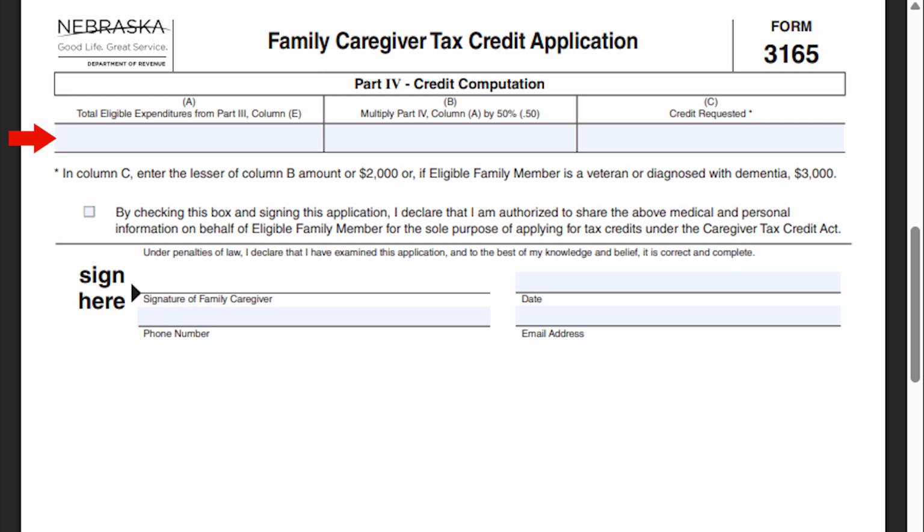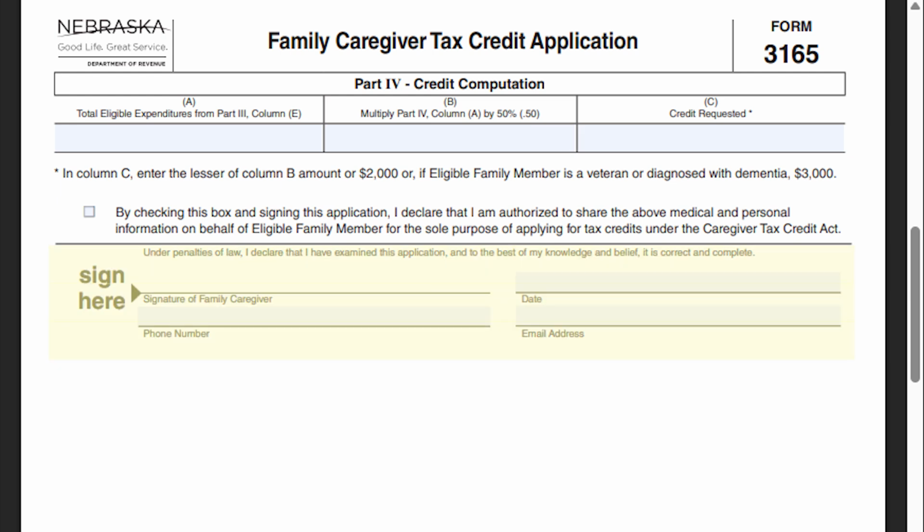In column A, you will enter the total amount of eligible expenditures that you entered in Part 3, column E. Column B is where you will multiply Part 4 from column A, that amount by 50%, and then enter the amount. Column C. For this column, you will enter the lesser of the Part 4, column B amount or the maximum credit amount of $2,000 or $3,000 if the eligible family member is a veteran or diagnosed with dementia.